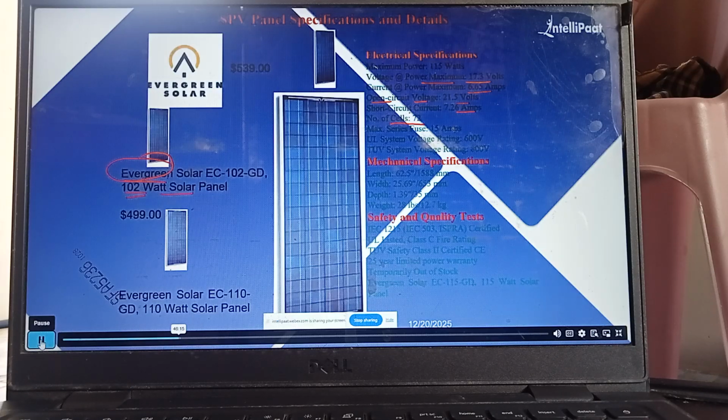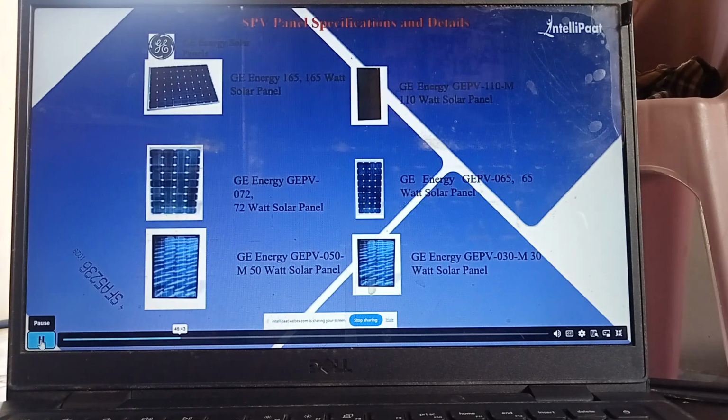And you can see how we make the panel, by having a number of cells to develop a panel or module. Panel and module are both the same. Lots of cells are connected in series and parallel to develop the module. So here you can also see the panel voltage is 21.5.